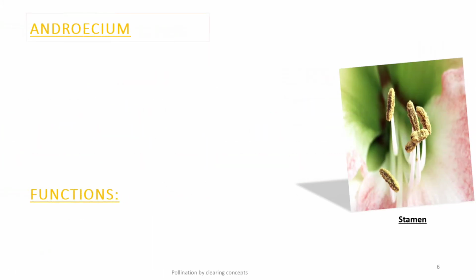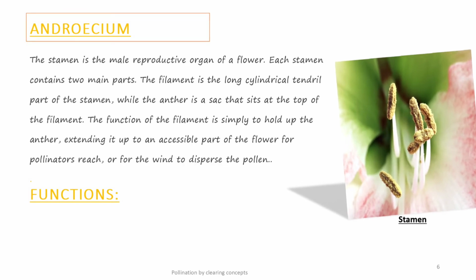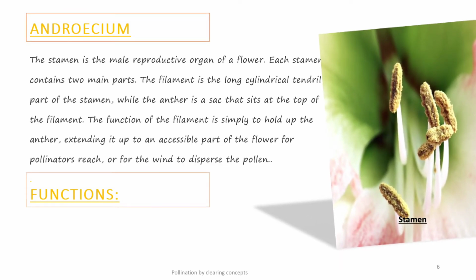Starting with the third part, which is the androecium. The stamen is the male reproductive organ of a flower. Each stamen contains two main parts. The filament is the long cylindrical tendril part of a stamen, while the anther is a sac that sits at the top of the filament. The function of the filament is simply to hold up the anther, extending up to an accessible part of a flower for pollinators to reach or for the wind to disperse the pollen. Now talking about the function of the androecium, the stamen is the male reproductive unit of a flower.